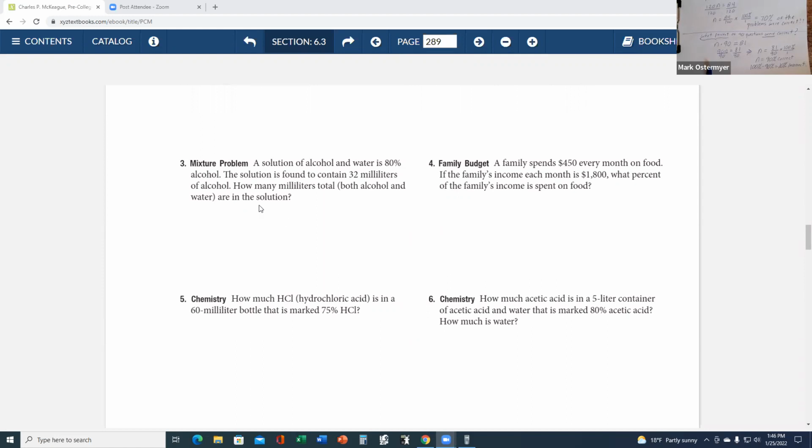Number 3, a solution of alcohol and water is 80% alcohol. The solution is found to contain 32 milliliters of alcohol. How many milliliters total of both alcohol and water are in the solution? This is a little bit more advanced of a question.